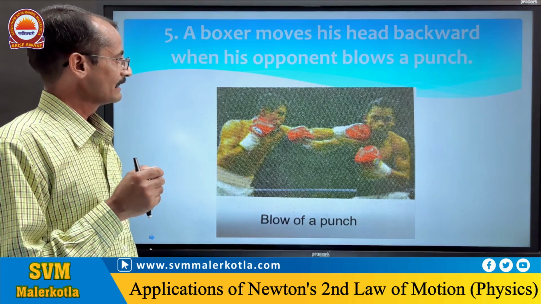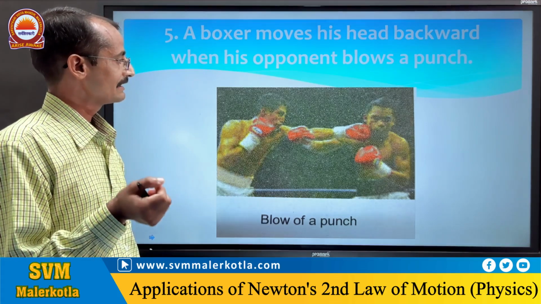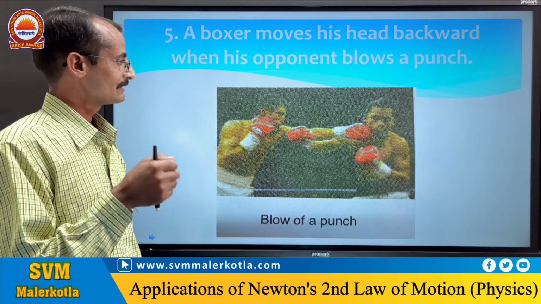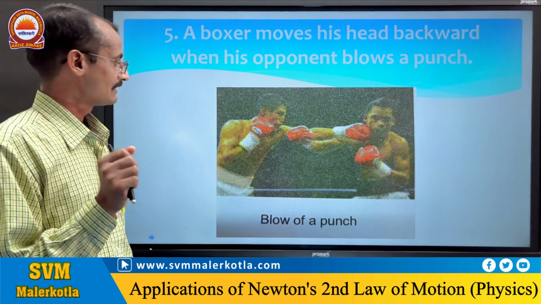On the other hand, if the opponent does not move backward, then the force of the punch is large.